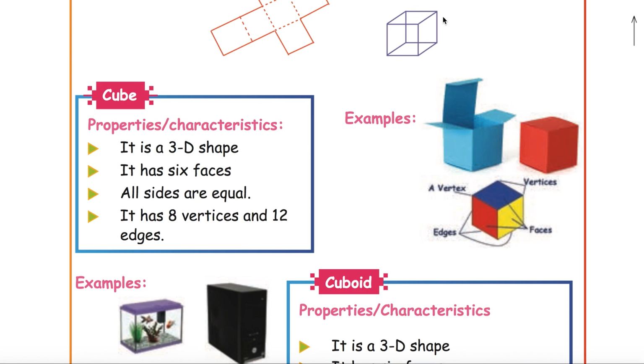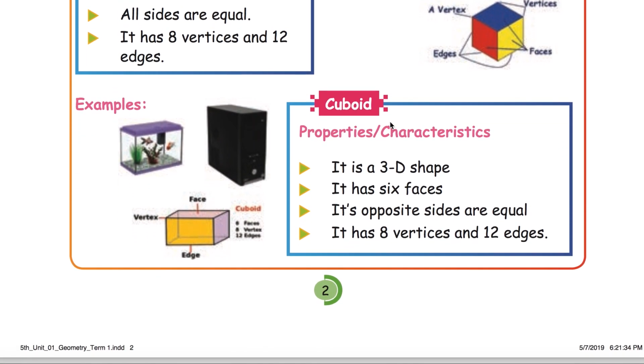These are vertices, and the edges are 12. These are edges: 1, 2, 3, 4, 5, 6, 7, 8, 9, 10, 11, 12. Fine. Next one is cuboid.